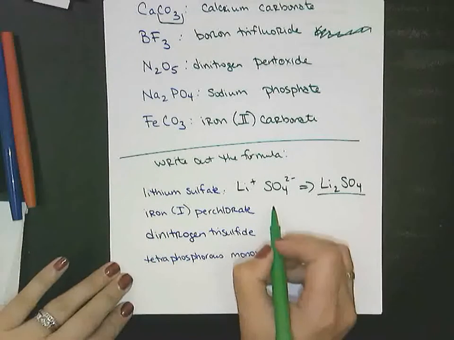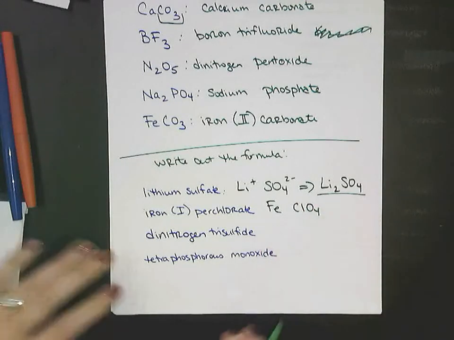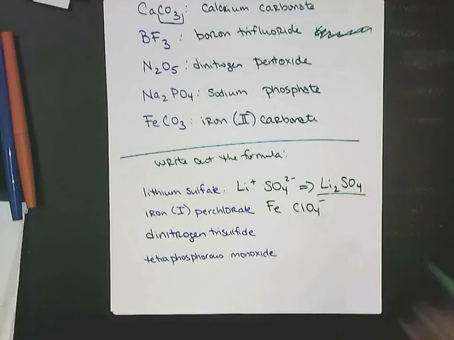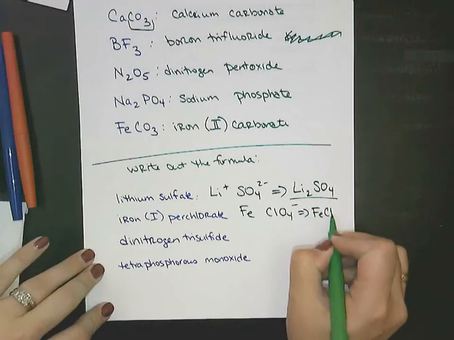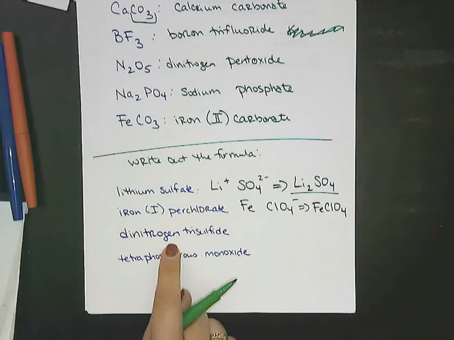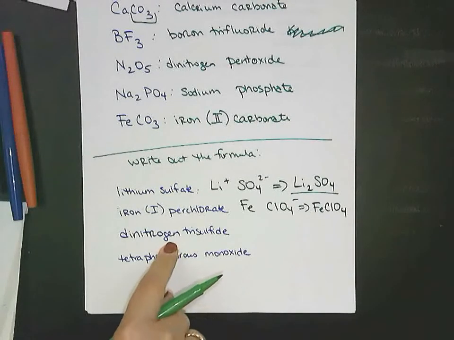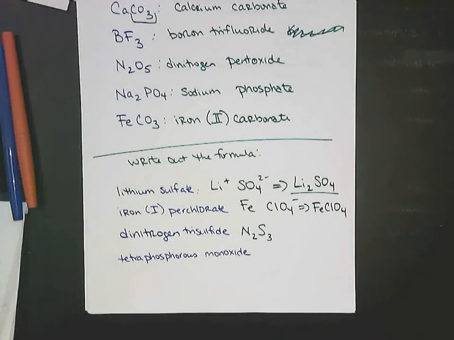Does anyone know what the perchlorate ion is? ClO4, what charge? -1. Yep. So how many irons then do I need? Just one. Is this guy ionic or molecular? Molecular. So N2 has 3. I have no idea. I don't think that's a real thing, but do we not know?